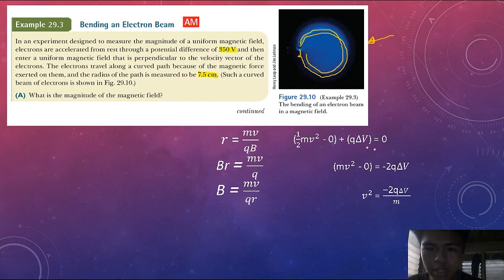So, pag i-derive natin siya, we will multiply this both sides by 2 para makancel yung 1/2. Yan. So, meron tayong 2 dito and i-transpose natin siya on the other side, in which magiging negative siya. Negative 2Q, change in potential difference. And dividing both sides by M, maka-cancel yung M dito.